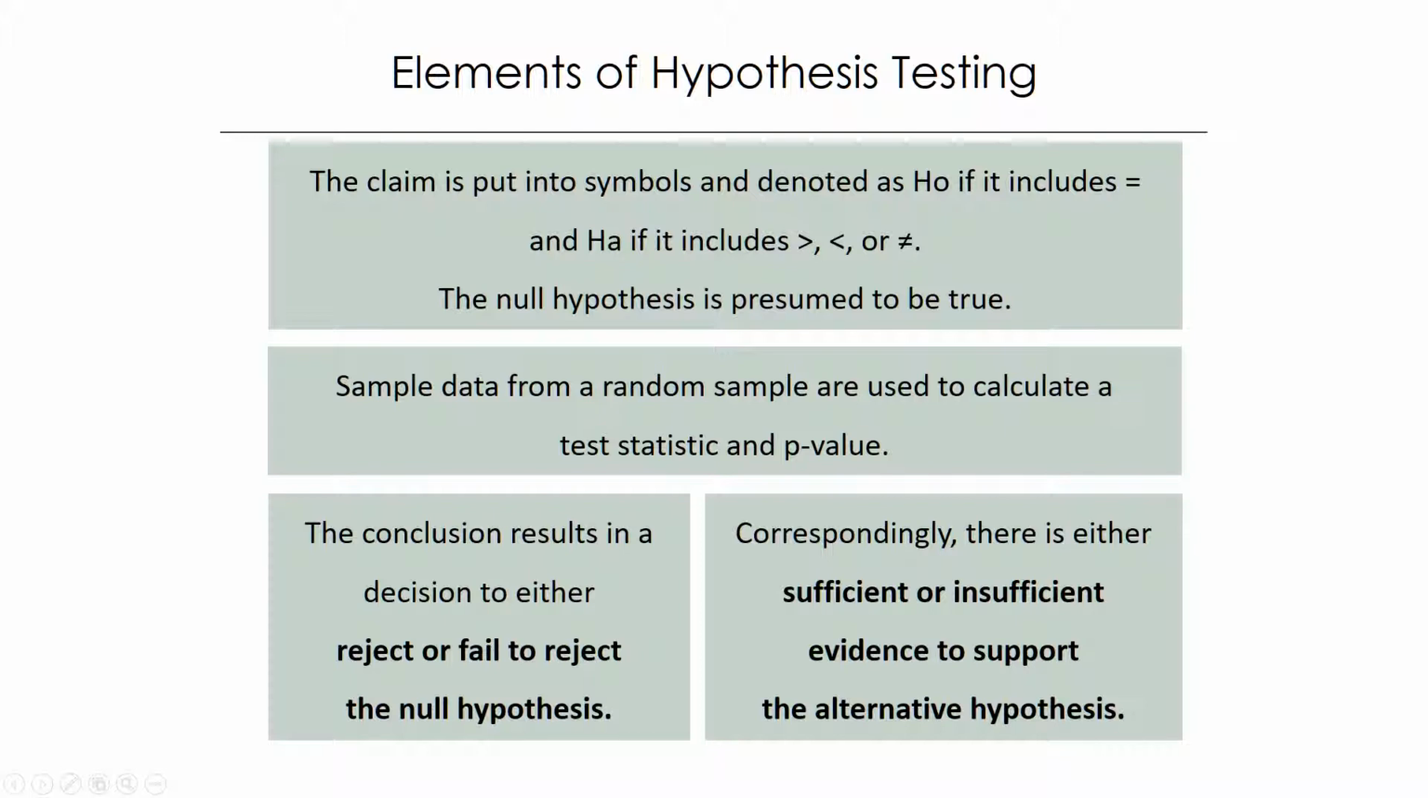So the main elements of hypothesis testing start by putting the claim into symbols and denoting it as H0 if it includes equals and HA if it includes greater than, less than, or not equal. And then the null hypothesis is presumed to be true. And then sample data from a random sample are used to calculate a test statistic and a p-value, and those will be studied in the following sections in this chapter. Then the conclusion results in a decision either to reject or fail to reject the null hypothesis. And correspondingly, there is either sufficient or insufficient evidence to support the alternative hypothesis.